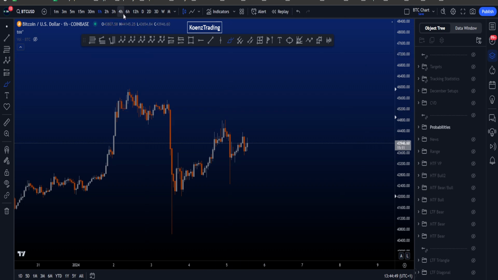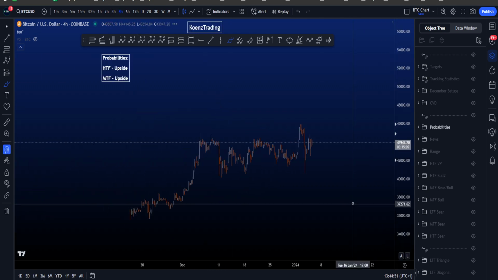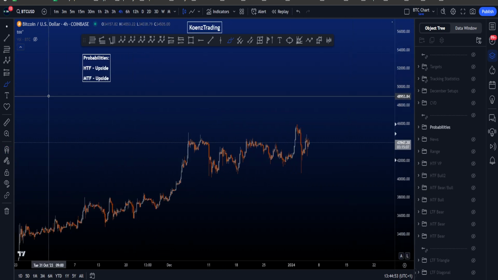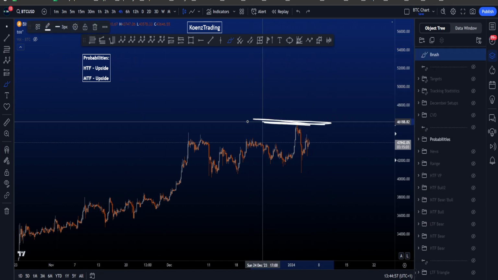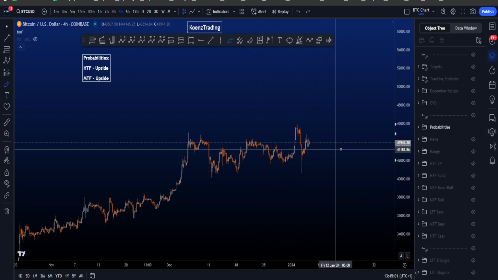And if we then finally look at the probabilities of the different scenarios, then on the high time frame and the medium time frame, probabilities are still very, very high that we are going to see higher prices and that this high is going to be taken.